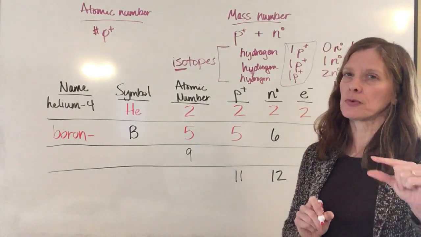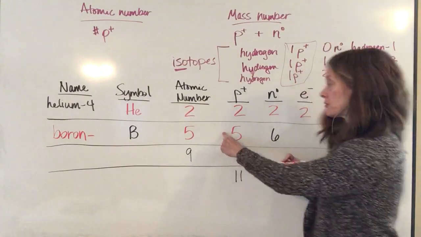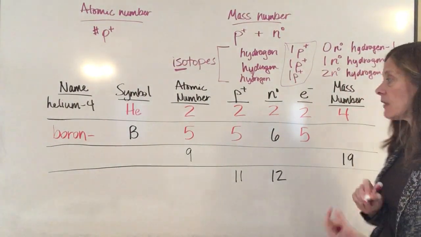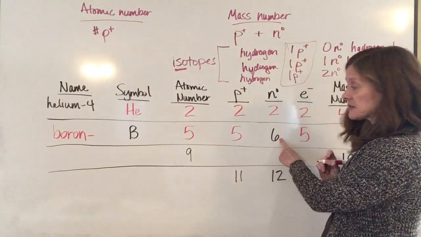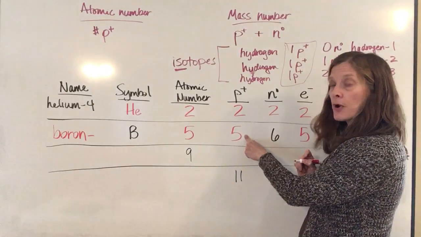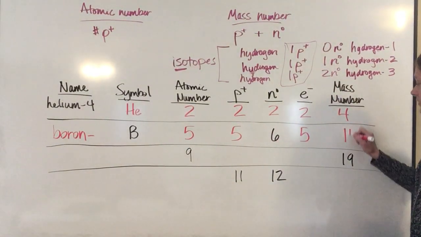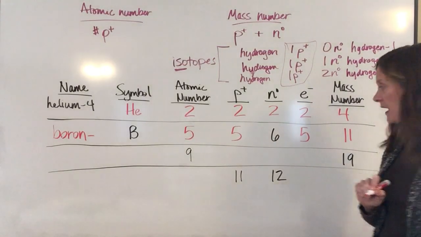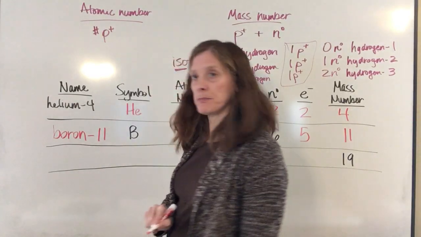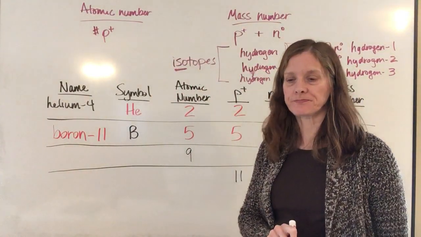And I also said that for right now, we're going to assume that our atoms are neutral. So if it has 5 protons, it's also going to have 5 electrons. Now, I told you how many neutrons it has. And so if it has 6 neutrons and 5 protons, 5 plus 6 makes 11 for the mass number. And the mass number is what goes on the end of the name, right there, okay? So there's our second row filled in.